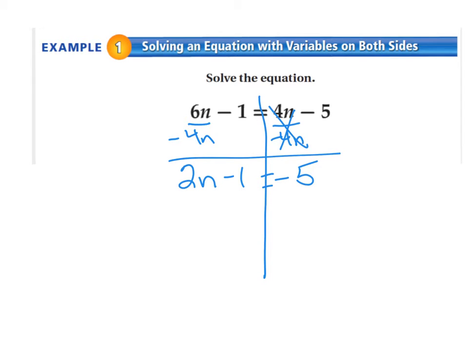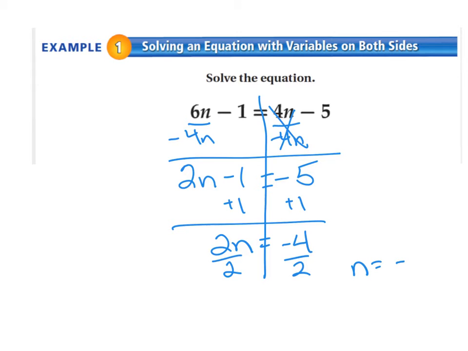Now it's a multi-step equation. Get rid of the addition and subtraction first. I'm going to add 1 to both sides. 2n equals a negative 4. Divide by 2. N equals a negative 2, and there's my answer.